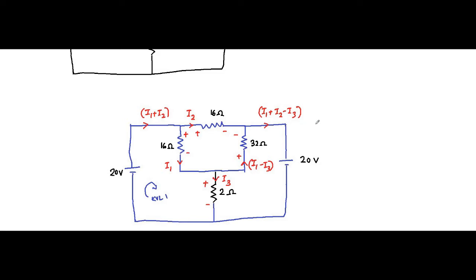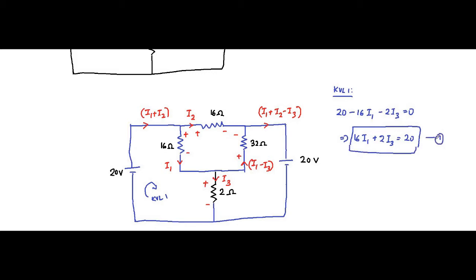So KVL 1 will be 20 minus 16 I1, because current I1 is flowing through the 16 ohm, minus 2 I3 is equal to 0. That implies 16 I1 plus 2 I3 is equal to 20. We just brought 16 I1 and 2 I3 to one side. This is the first equation. Our objective here is to find I3, the current through the 2 ohm resistor, because it has been asked. So we'll be dealing with the circuit only in that way to minimize the number of equations.